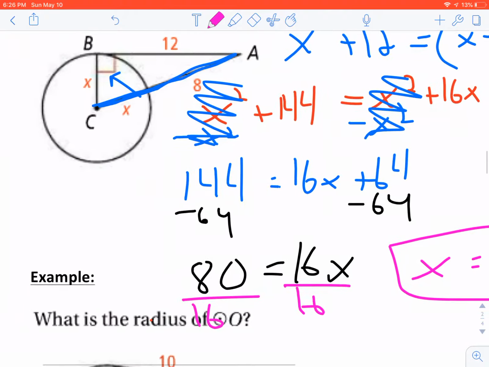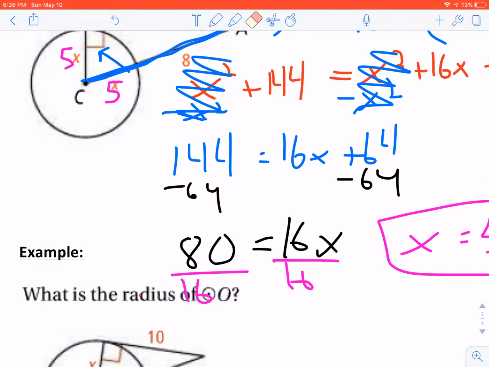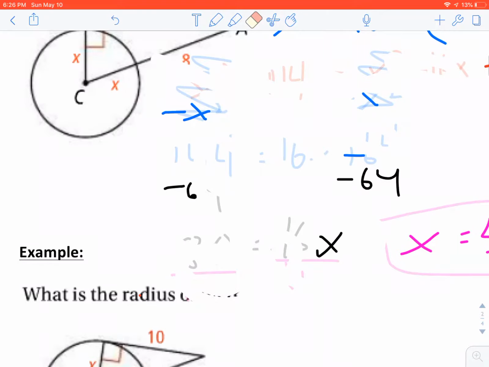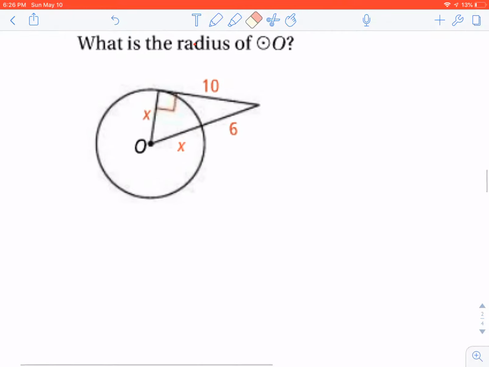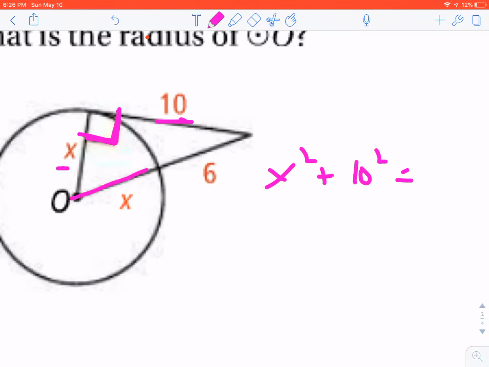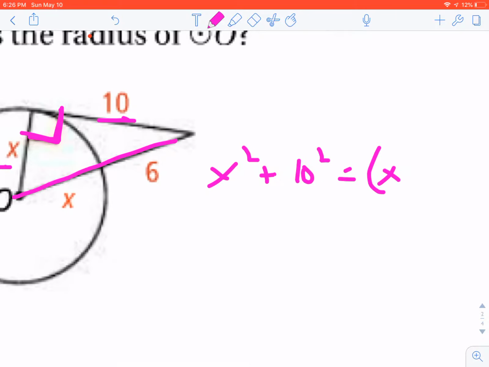So your radius for this is 5 units. Again, the next example is identical. Pause it, try it on your own, and then check your work. All right, so again, let's go ahead and take a look at this. They want to find the radius. We know that a right angle is created because they've given me that information. So I take x squared plus 10 squared is equal to my hypotenuse, which is x plus 6 squared.